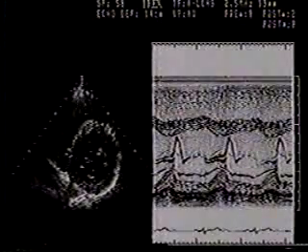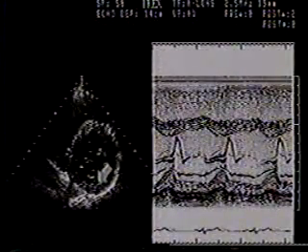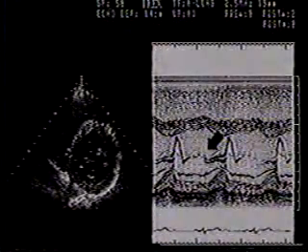The ultrasound beam has now been tilted to the level of the mitral chordae. The resultant M mode pattern is very similar to that of the valve leaflets, which we will discuss next.